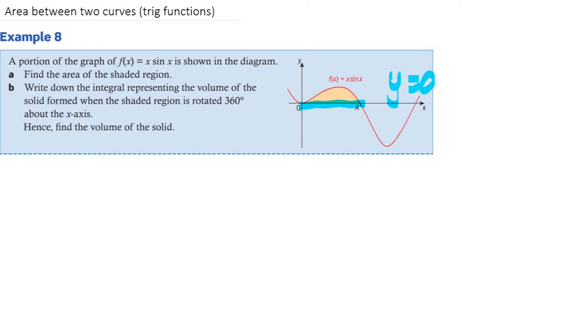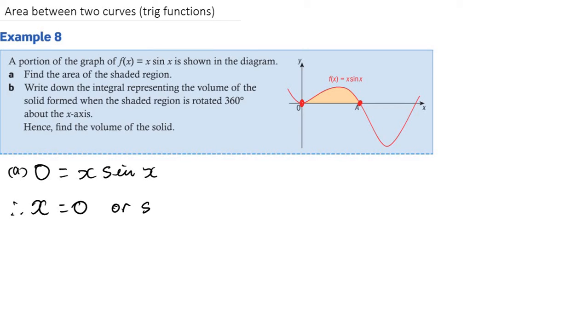Okay, but we don't need to worry about that. What we would need to know to write the definite integral are these points here. And we would get those by going 0 equals x sine x. This is a null factor law, so we'd say that x is 0 or sine of x equals 0.